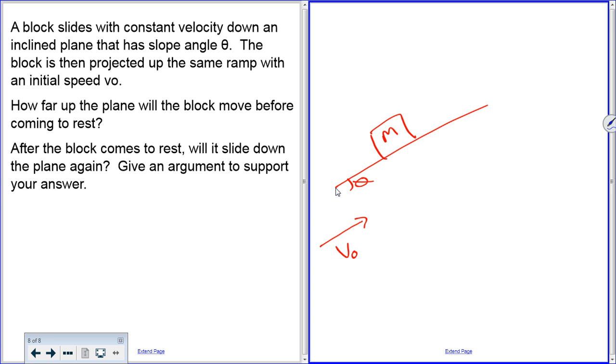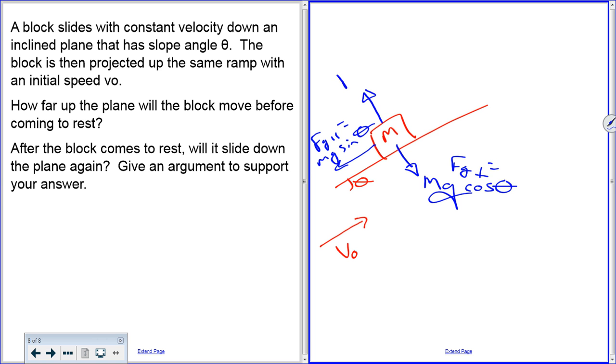So let's see. Gravity gets replaced with mg cosine theta for my perpendicular component, and mg sine theta for my parallel component. Okay, what else? Normal force. All right, everybody good up to there?